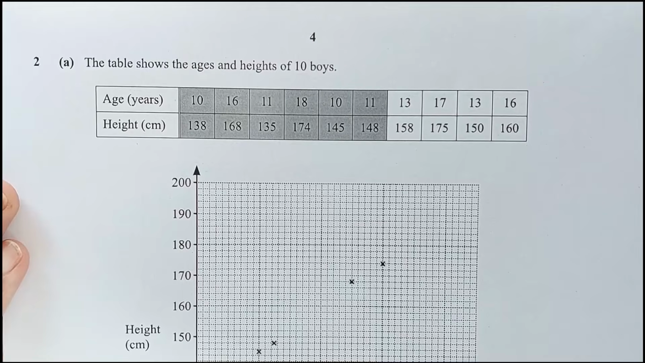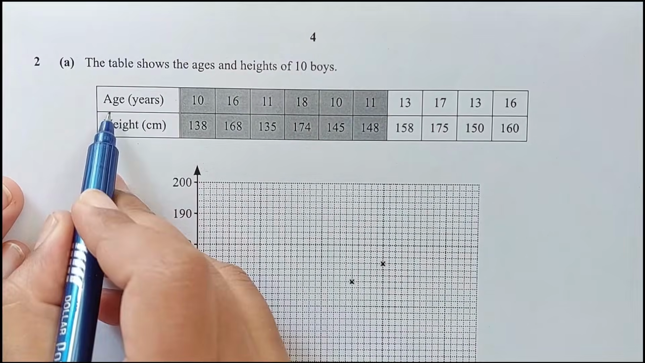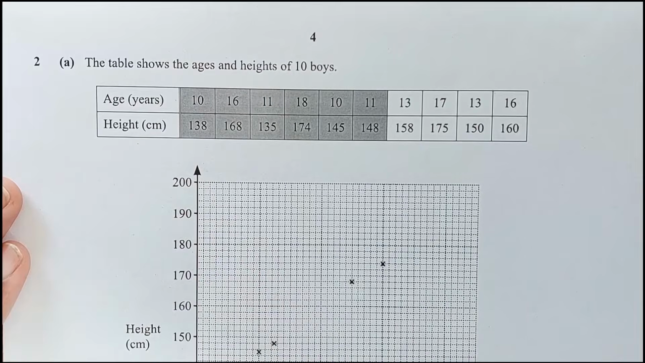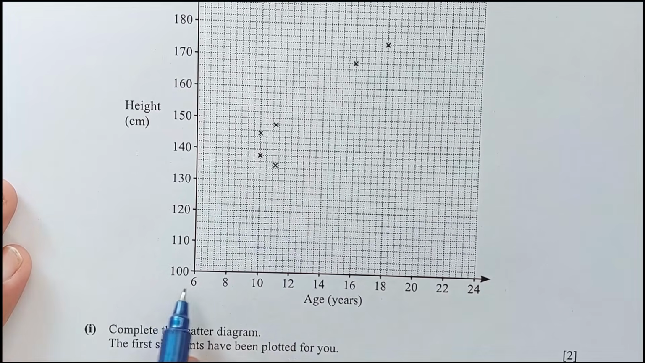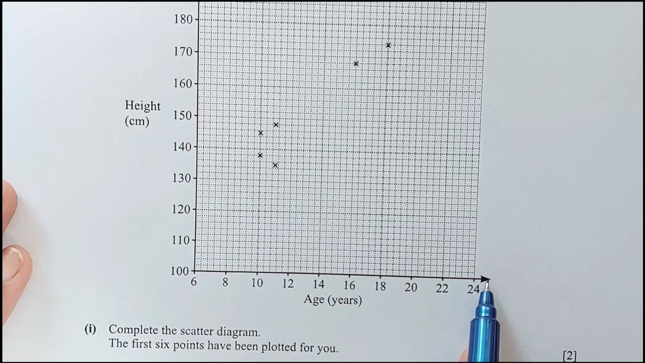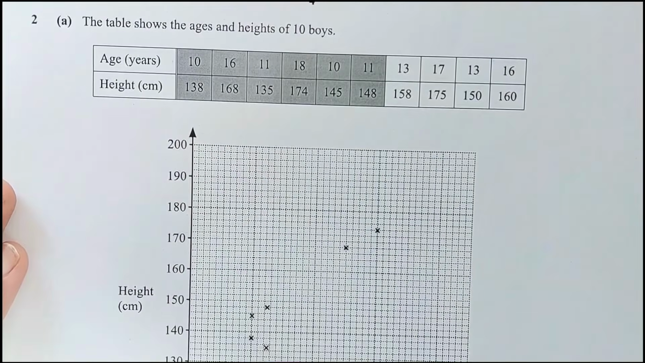Question number 2, part A. The table shows the ages and heights of 10 boys, ages in years and height in centimeters. Now part 1, complete the scatter diagram. The first 6 points have been plotted for you. So age is along the horizontal axis and height is along the vertical axis. The first 6 points have been plotted.